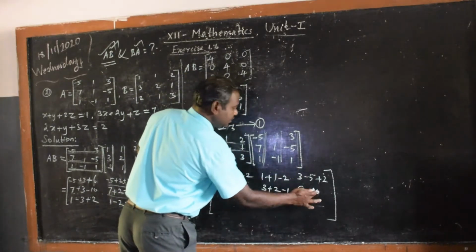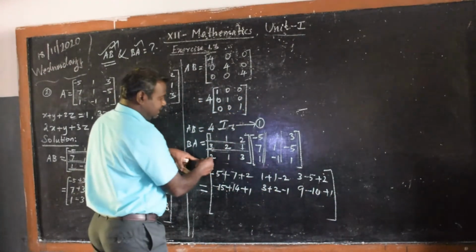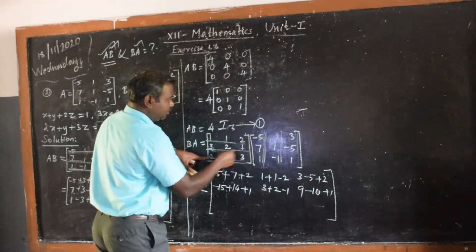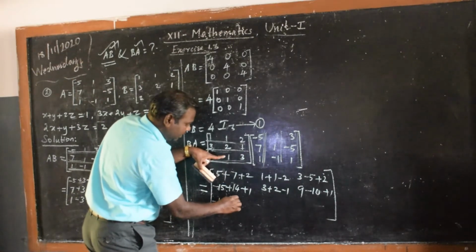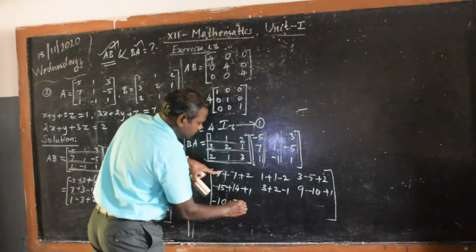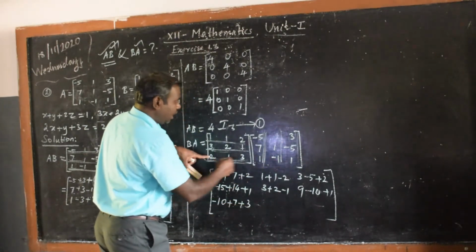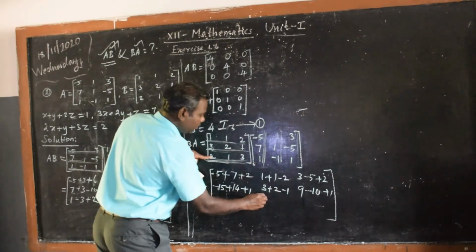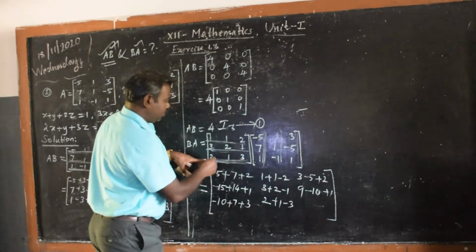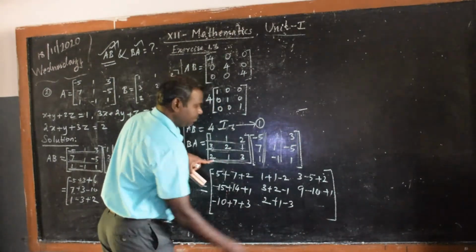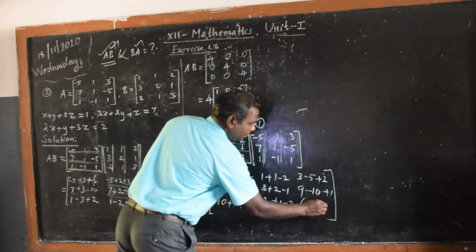Second row, last column: 9 minus 10 plus 1. Next, third row, first column: 2 fives are 10, minus 10 plus 7 plus 3. Last row, second column: 2 plus 1 minus 3. Last row, last column: 6 minus 5 plus 3.